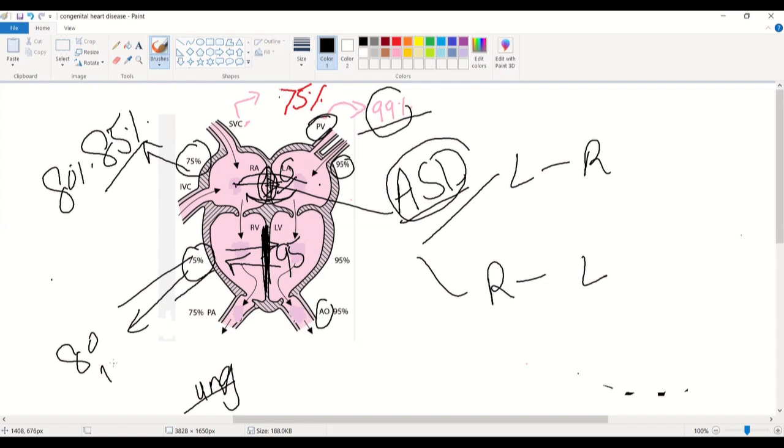So why is this important? Because USMLE loves to ask questions giving the oxygen saturation in the different chambers of the heart, and they ask which pathology it is, right? Is this an atrial septal defect? Is it a ventricular septal defect? Is this a PDA? Is this tetralogy of Fallot? Is this Eisenmenger syndrome?